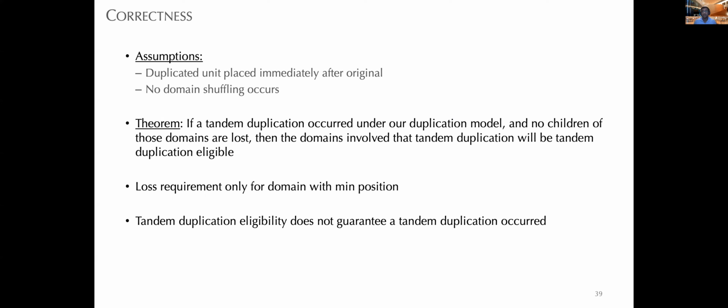So although we do have this loss assumption, we find in practice that most losses do not hurt our ability to detect tandem duplications, as we'll see later. It's also important to note that the reverse is not necessarily true. So if you have two domains that are pairwise eligible, it doesn't mean that they were involved in a tandem duplication event. So you can think of our model as restricting false positive tandem duplication sets.